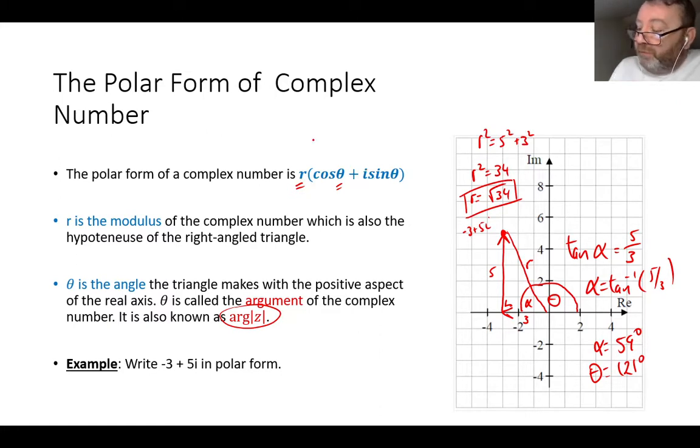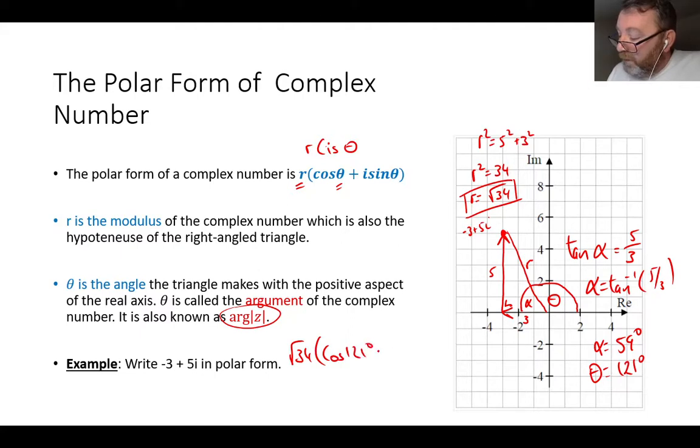Now sometimes you might see it written this way, as cis theta, and it's nice to remember that as a shorthand way to remember: r times the cos of the angle plus i times the sine of the angle. So this is going to become r, which is root 34, times the cosine of the angle, which is 121 degrees, plus i times the sine of 121 degrees.